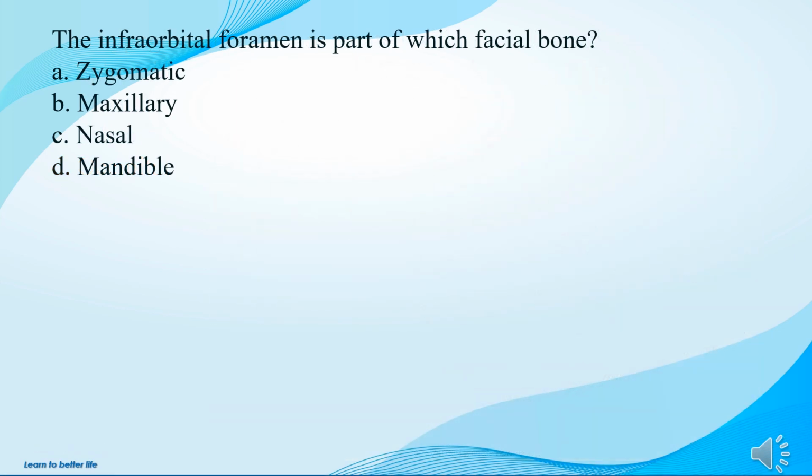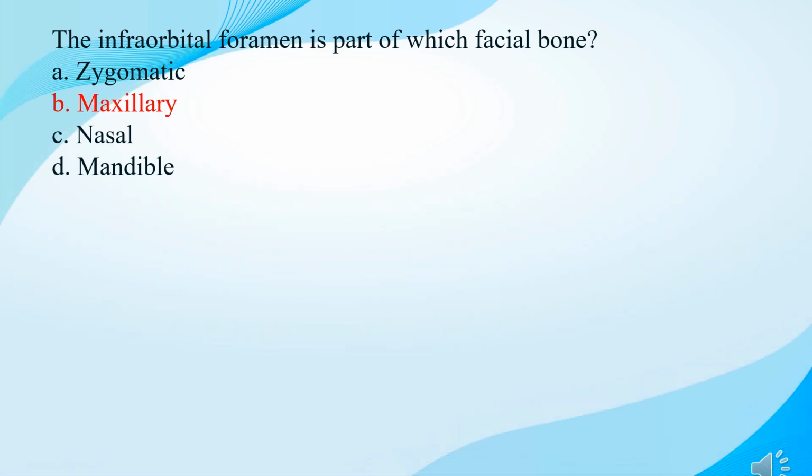The infraorbital foramen is part of which facial bone? A. Zygomatic. B. Maxillary. C. Nasal. D. Mandible. The answer is B. Maxillary.